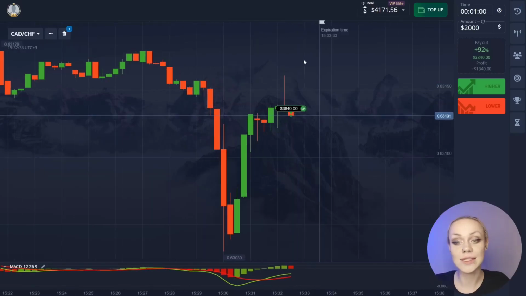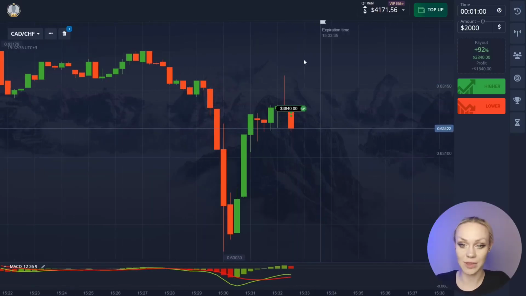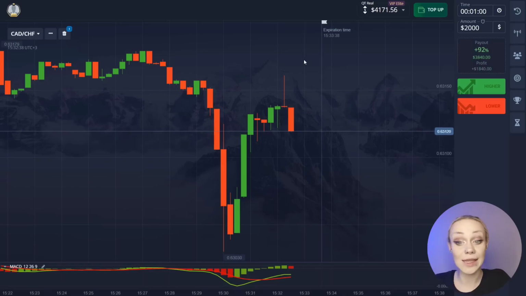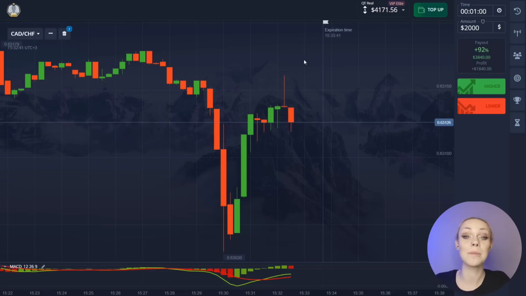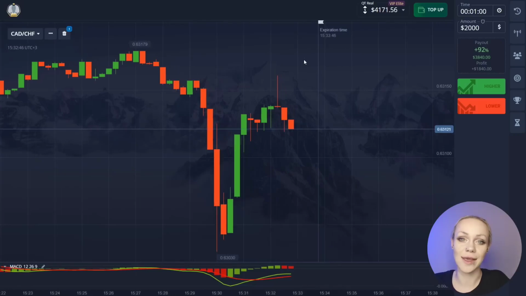The price shows a slight increase and thus we make a profit. In this case, the indicator didn't let us down and helped us make money. So let's continue and look for another trading case.